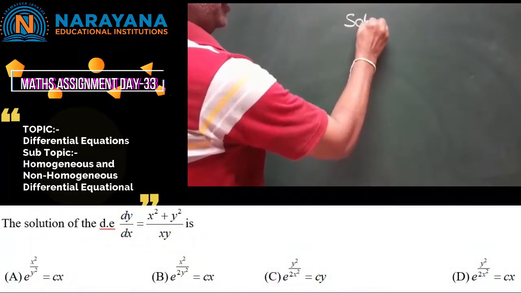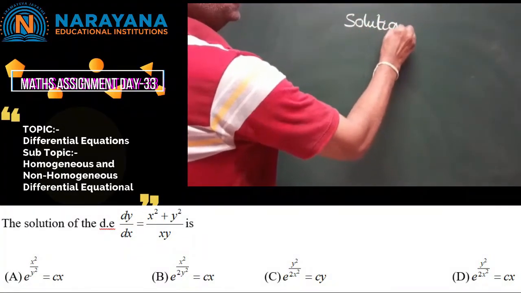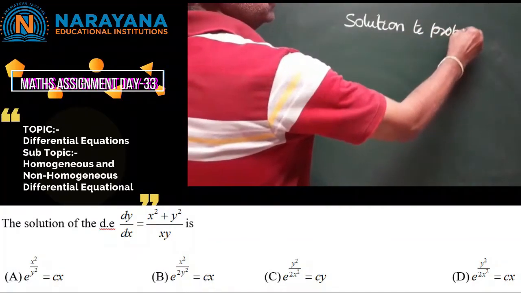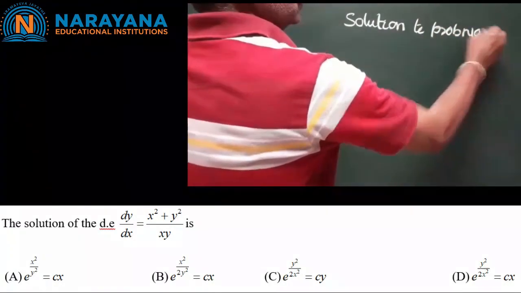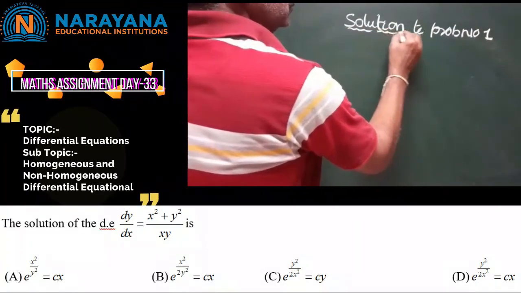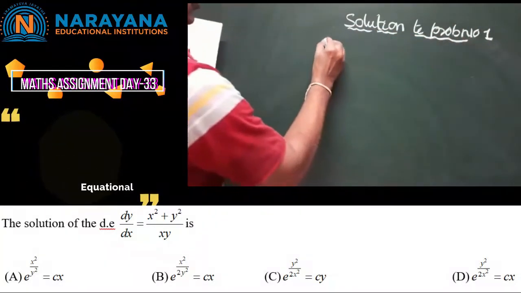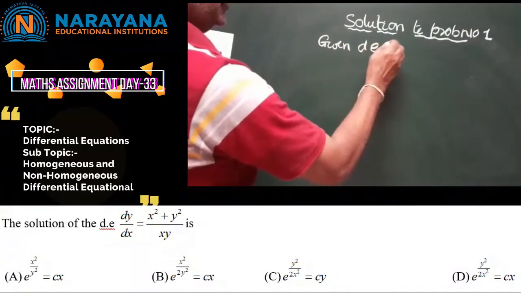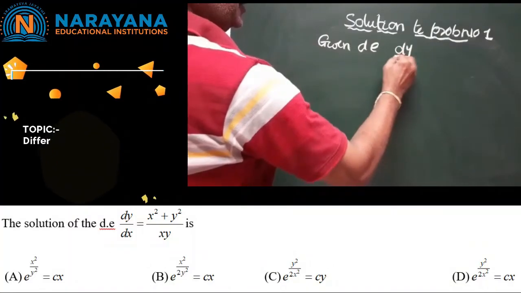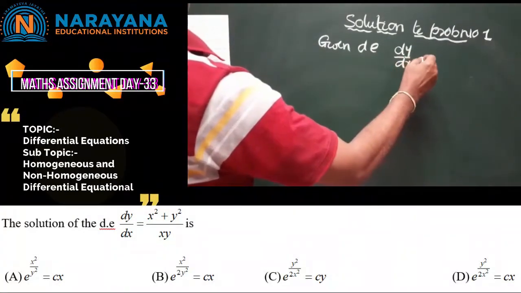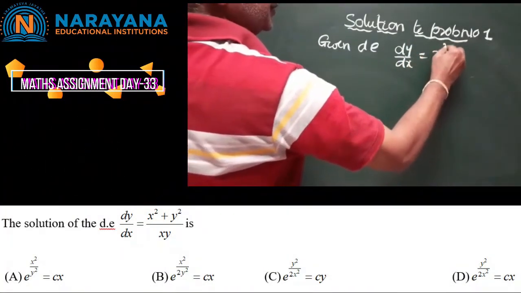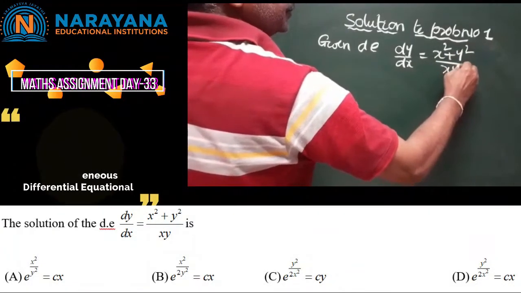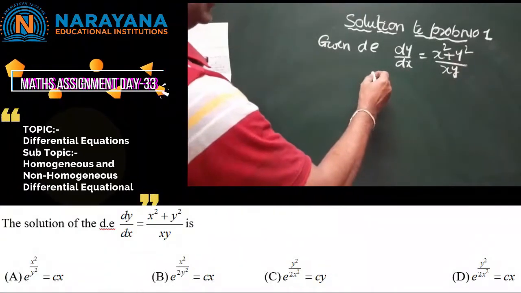Solution to problem number 1. Now, the given differential equation is dy by dx equal to (x square plus y square) divided by xy. This is a homogeneous equation.